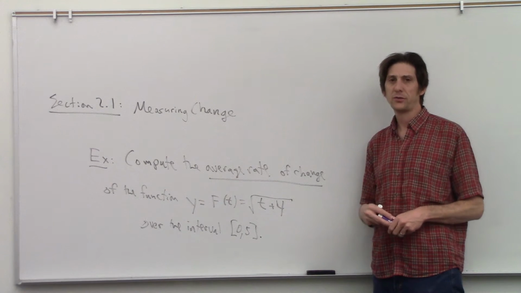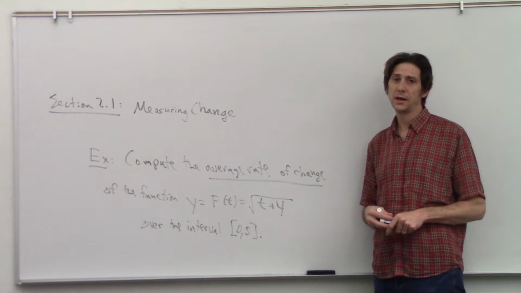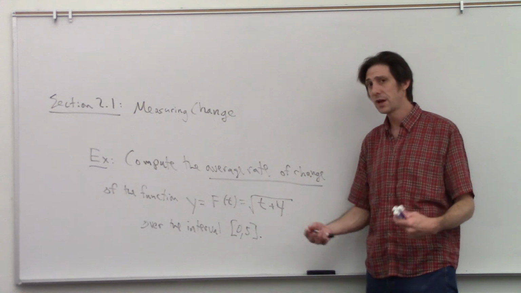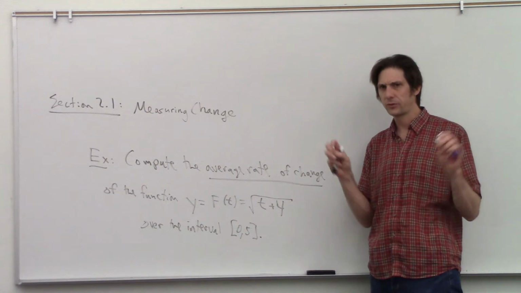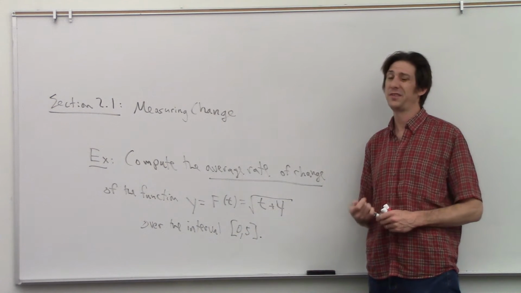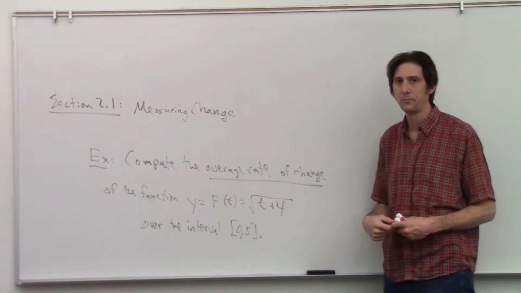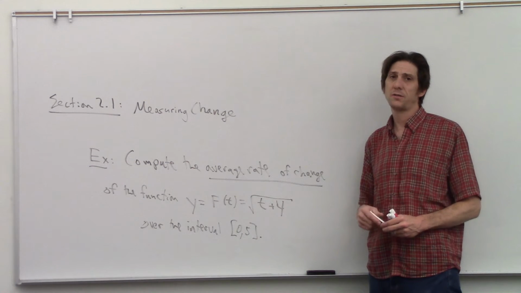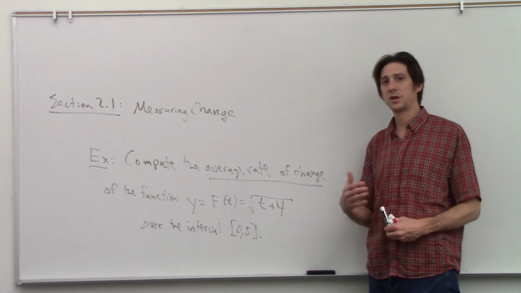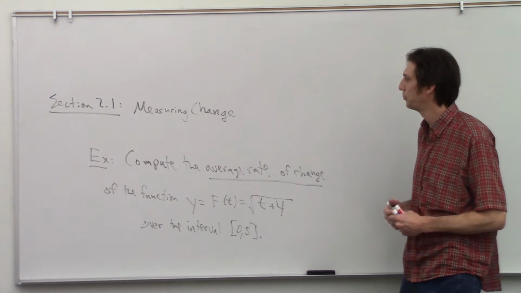We saw in a previous section when we talked about lines that the slope of a line is a rate of change. It's the change in y divided by the change in x. In other words, it's the change in the output variable divided by the change in the input variable. And a rate of change gives us a measure for how quickly the output is changing with respect to changes in the input variable.